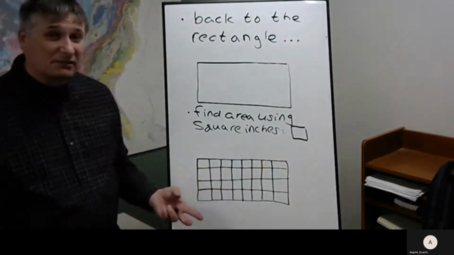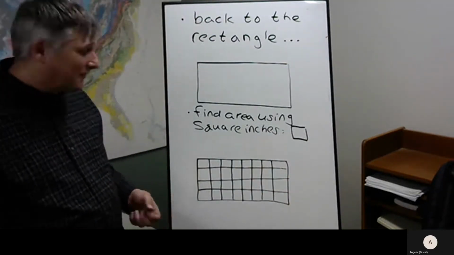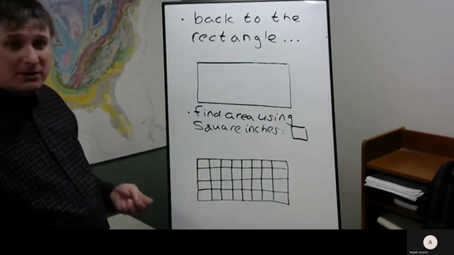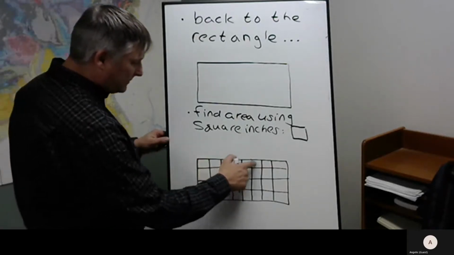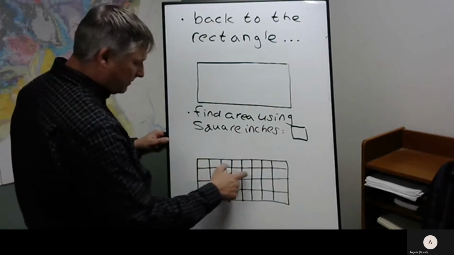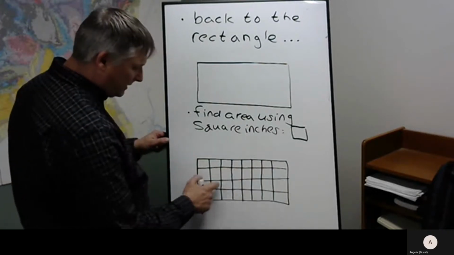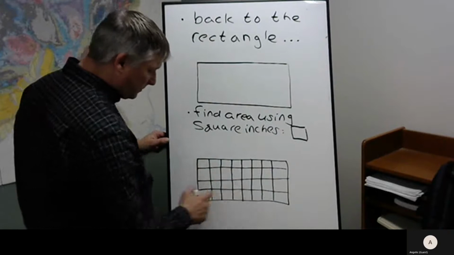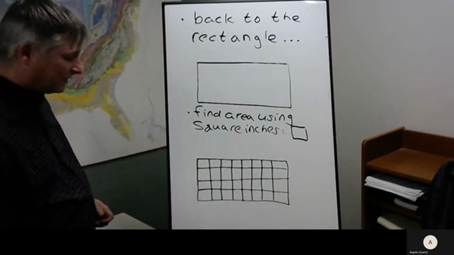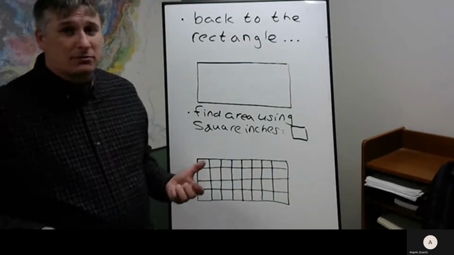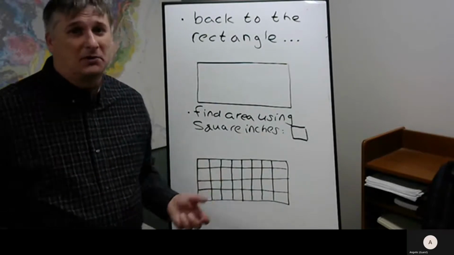Some artistic license here drawing this. But how many square inches do we have? Well, there's 1, 2, 3, 4, 5, 6, 7, 8, 9, 10, 11, 12, 13, 14, 15, 16, 17, 18, 19, 20, 21, 22, 23, 24, 25, 26, 27, 28, 29, 30, 31, 32 square inches. So that means the area of this rectangle is 32 square inches.